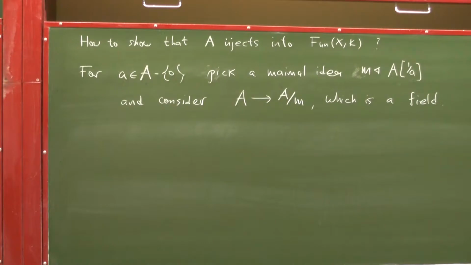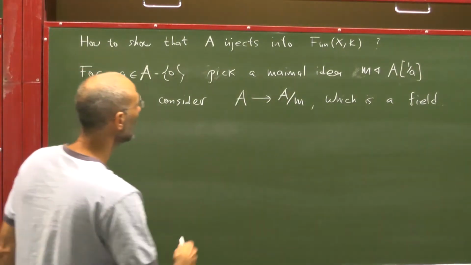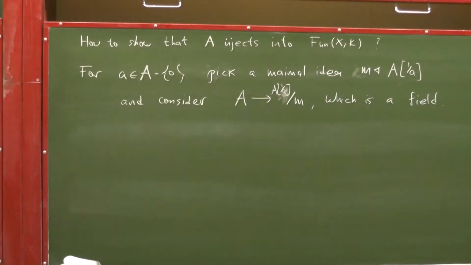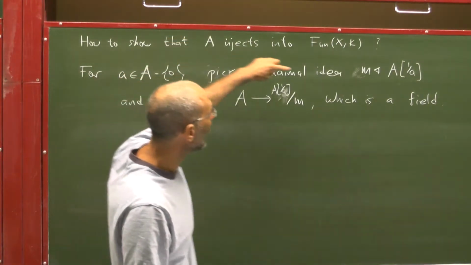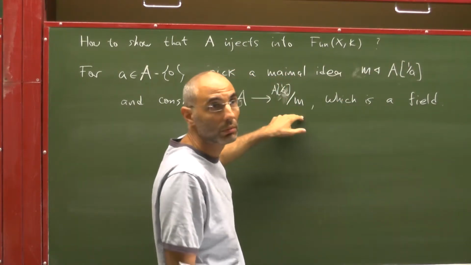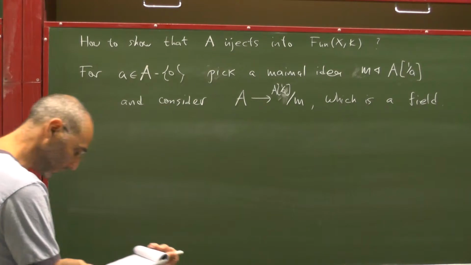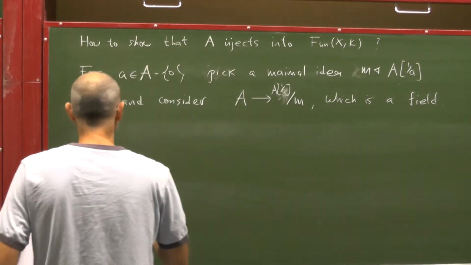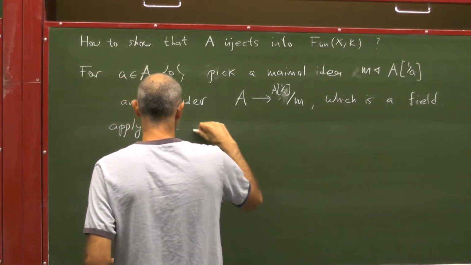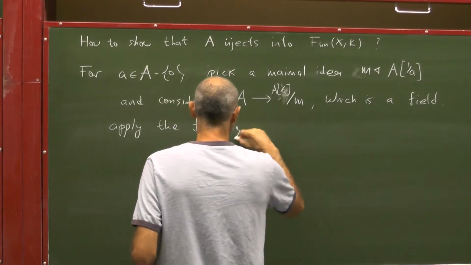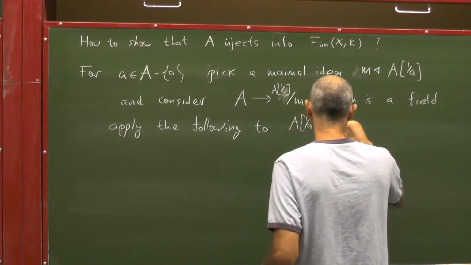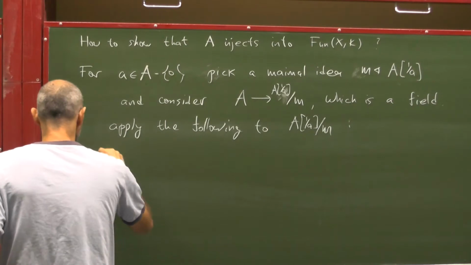And why is that? We know that A is finitely generated, and this algebra is also finitely generated, since I just added one more symbol, and the surjective image of a finitely generated algebra is still finitely generated. This is clear. And so we're going to apply the following to that algebra, that field. And this is the Zariski lemma.